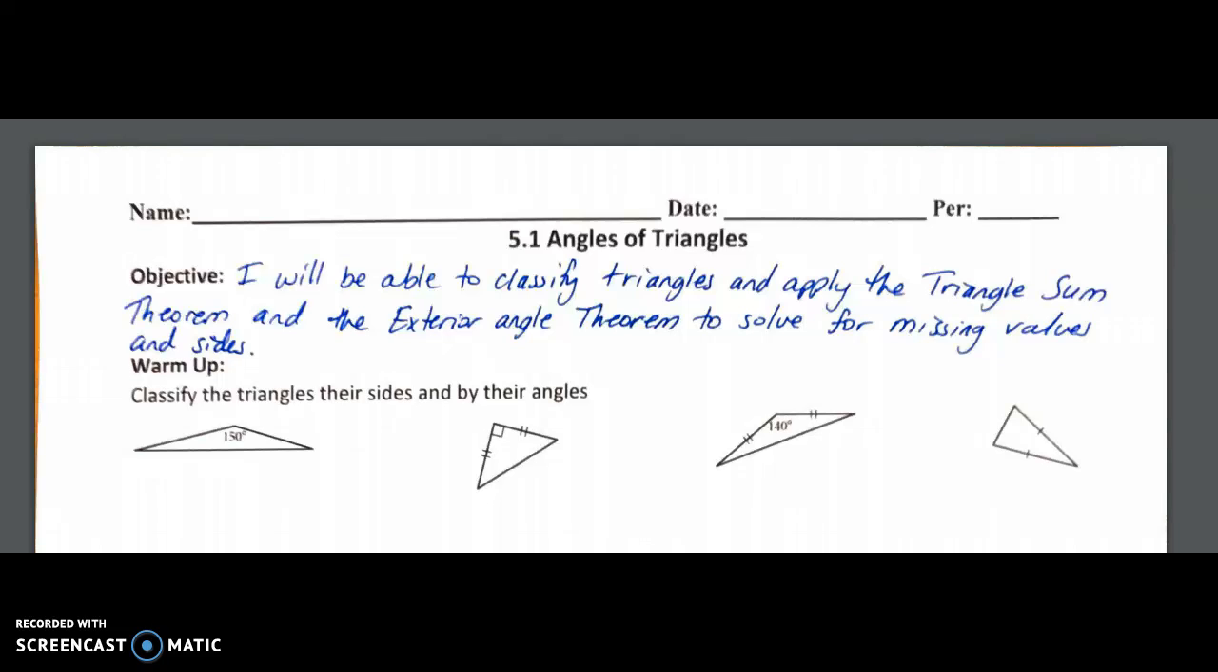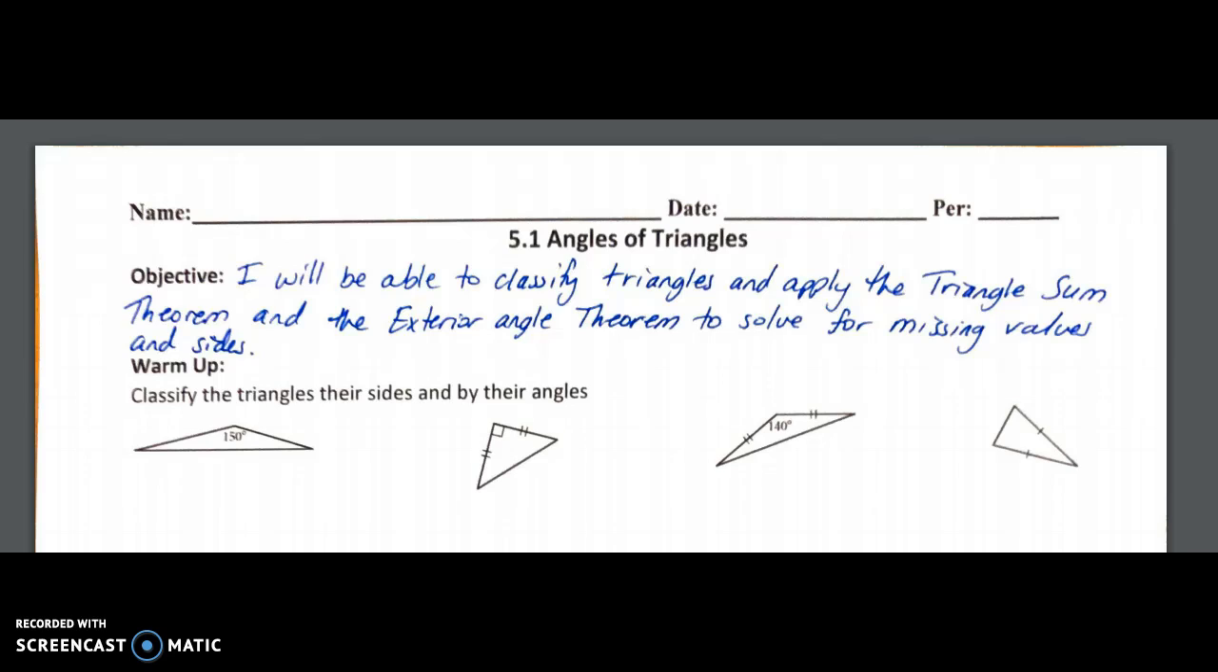Hey guys, this is the continuation of our first lesson for chapter 5 with triangle congruence. This is about the angles of triangles. Our objective for today is I will be able to classify triangles and apply the triangle sum theorem, which we'll talk about, and the exterior angle theorem to solve for missing values and sides.